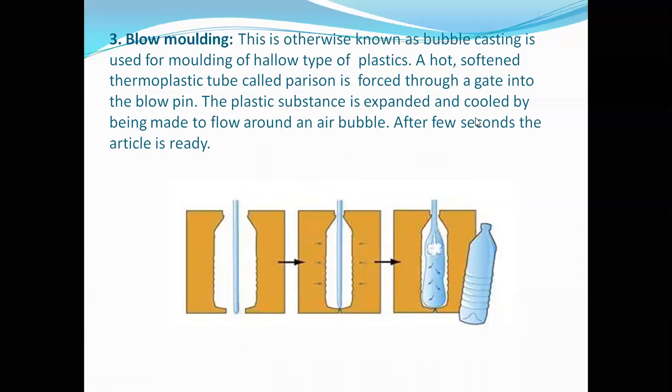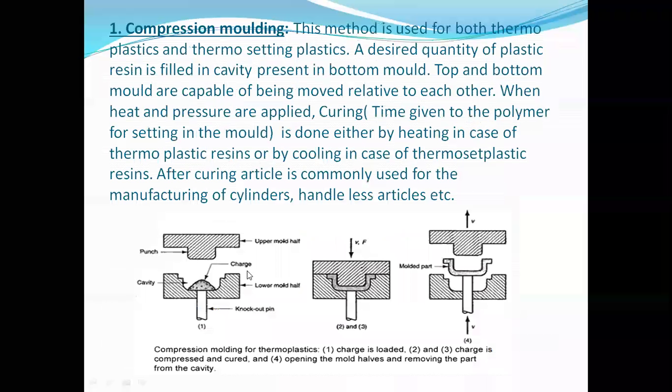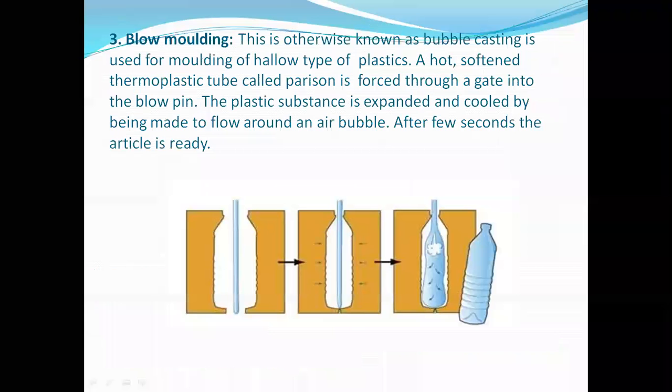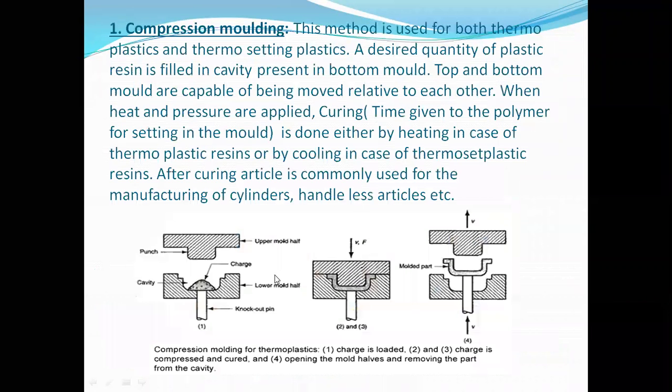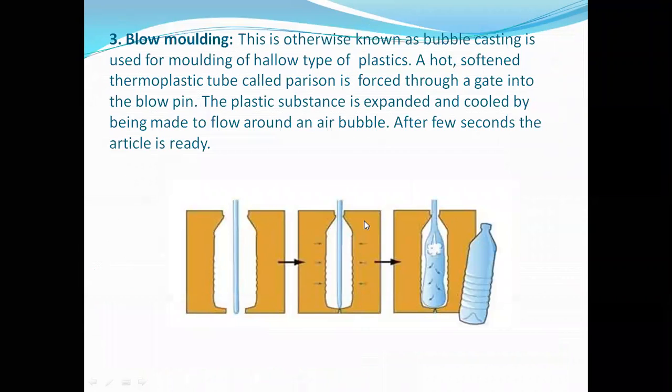Now, once again, we will see the three main classifications. The first classification, compression molding. The second classification, injection molding. And the third classification, blow filling molding method. Compression molding method is applicable for thermoplastics and thermoset plastics. Injection method is applicable for thermoplastics. Blow filling molding method is applicable for thermoplastics.